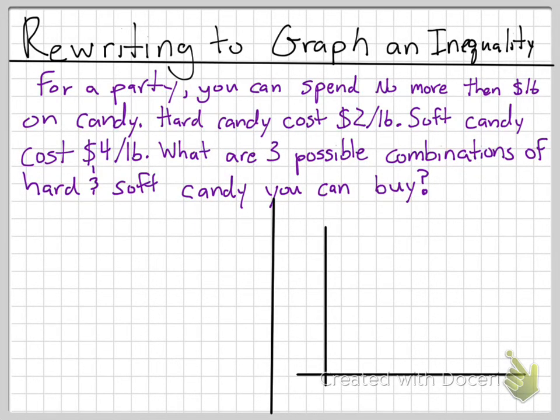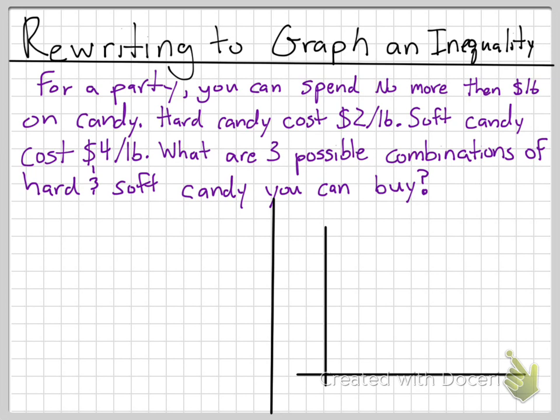Today we're going to be working on rewriting to graph an inequality. We have a word problem, and the word problem states: for a party, you can spend no more than $16 on candy. Hard candy costs $2 a pound. Soft candy costs $4 a pound. What are three possible combinations of hard and soft candy that you can buy?